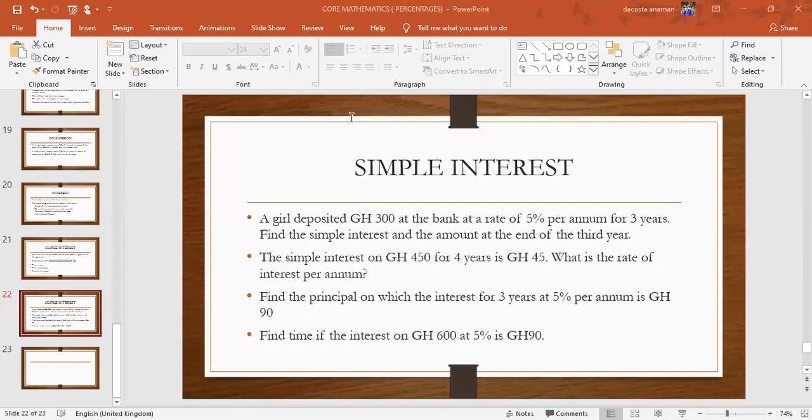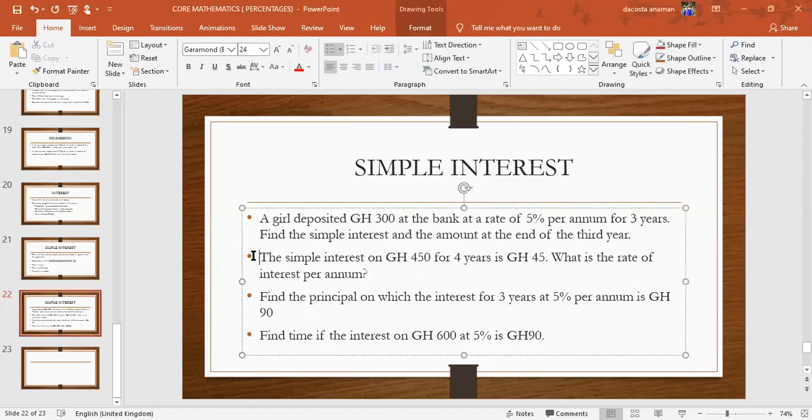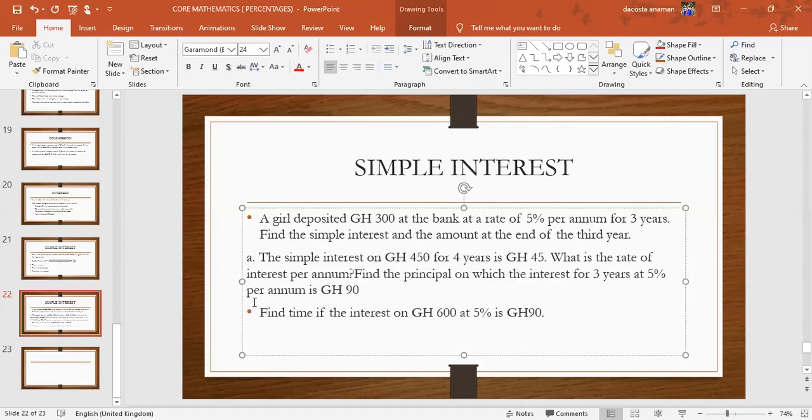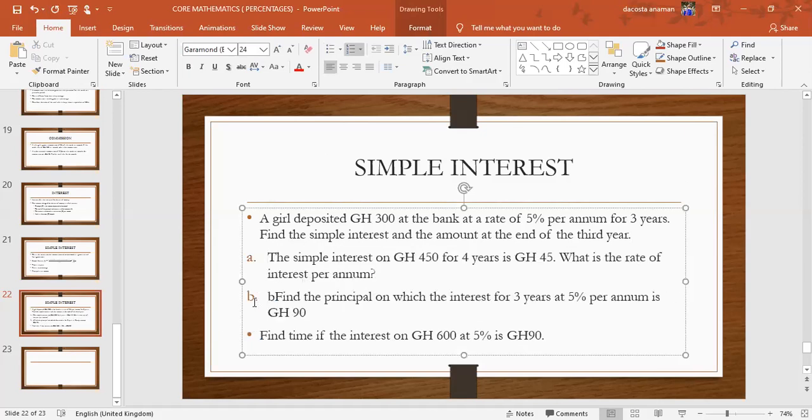There are 3 in number. Let me rename them. Okay, so use these ones. I'm renaming them into A, B, and C.